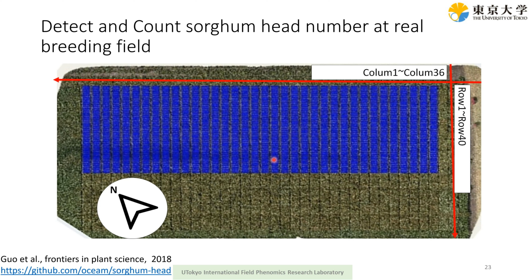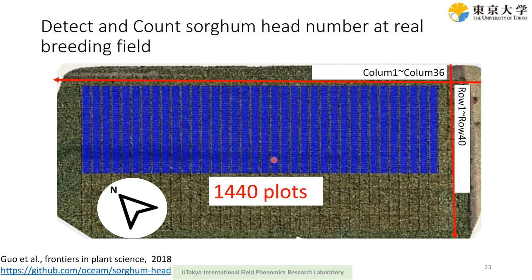So this is a collaborative work with the Australian team. The purpose of this case study is to detect and count the sorghum head number at the real breeding field. As you can see over here, the main problem is that if you don't have a good solution, the breeders have to count more than 1,000 plots inside the field within a very short time to count the sorghum heads. For this, 1,000 plots is not an easy job for them.